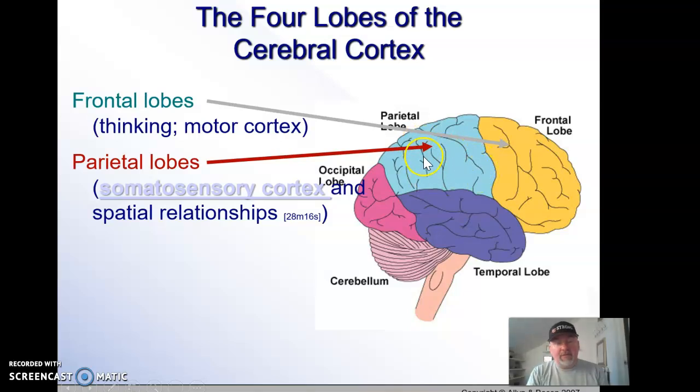And there's a lot of spatial relationships going on here too. So we are very, very good at maneuvering in space. And that's partially because of our parietal lobes. Why do we hardly ever lose our way in our home? Why do we have such great spatial abilities? It's our parietal lobe right here.